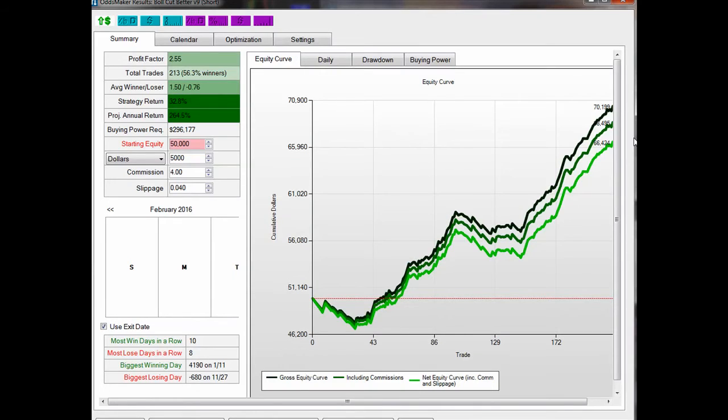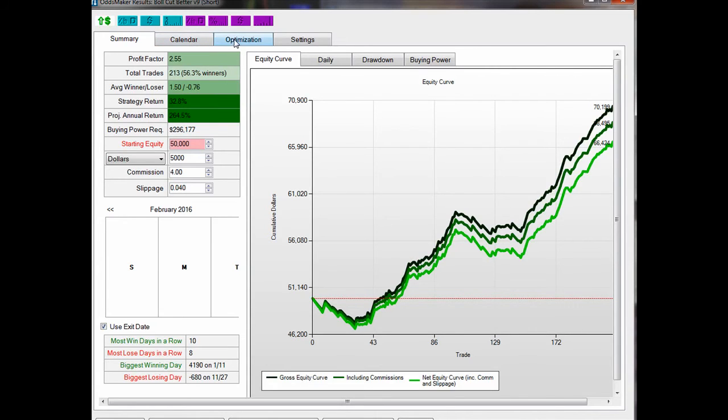Okay, now that the strategy has been successfully run, it is taken to our summary page. This would be the equity curve based on that particular strategy. You can see we have a profit factor of 2.55 and a total of 213 trades over 45 days. The average winner is $1.50. The average loser is 76 cents. So that's about a 2-to-1 risk-reward ratio there. That's a pretty good setting.